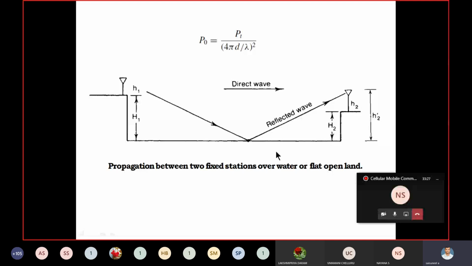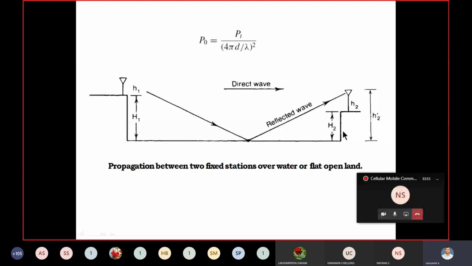We have to fix two antennas at two different locations. Here the height of the base station of the first one is h1, and the height of base station 2 is h2. The height of the first hill is capital H1, and the second hill is H2.